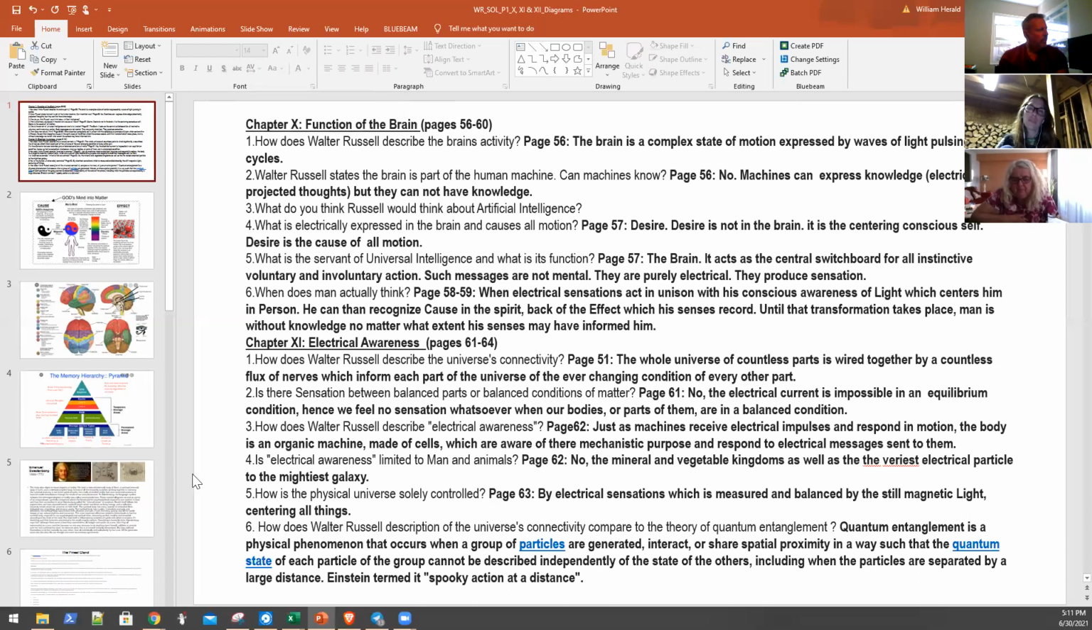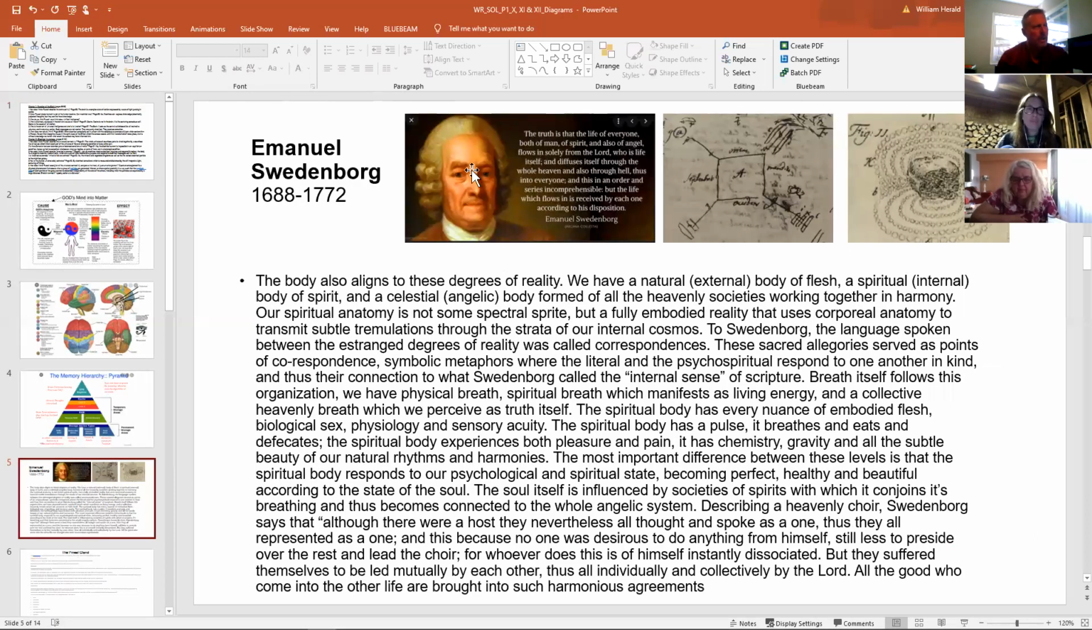I was talking about Swedenborg, and I don't know if you even know who he was. He started out being a mining engineer, and then he did some inventions, and then he interpreted the Bible with a new interpretation, which, even though he was a Christian, was totally different than what Christians preach today, or even preached then. But one of his statements was, the truth is that the life of everyone, both of man, of spirit, and also of angel, flows in solely from the Lord, which Russell would call the source, who is life itself, and diffuses itself through whole heaven and also through hell, thus into everyone. And this is an order and a series incomprehensible. But the life which flows in is received by each one according to his disposition.